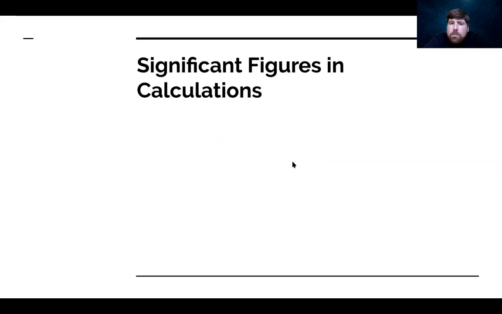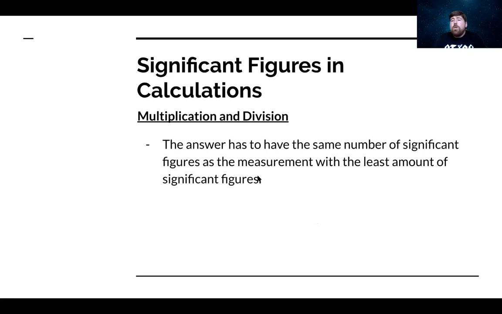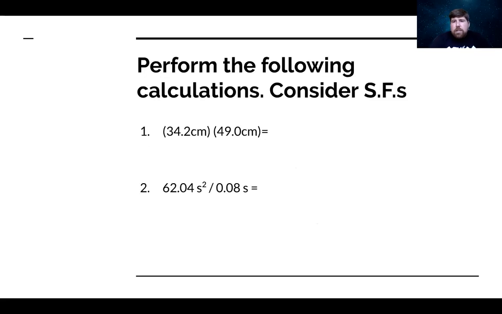So let's go ahead and get started with the most basic type of operation that we are going to see, and also the most common type of operation that we'll see in chemistry, multiplication and division. The rule for multiplication and division significant figures is as follows. Your answer must have the same number of significant figures as the measurement with the least amount of significant figures. So let's go ahead and try this out.